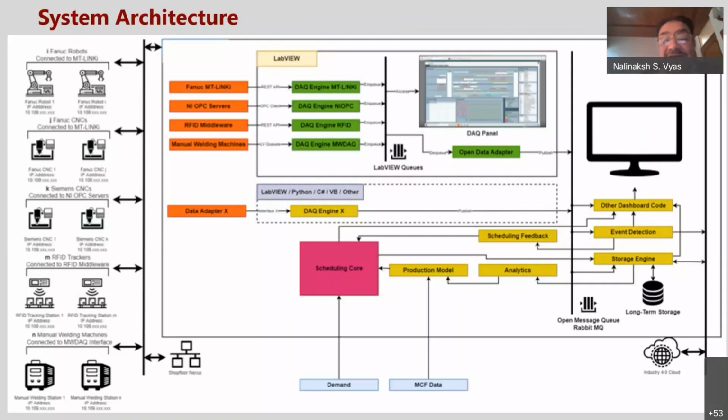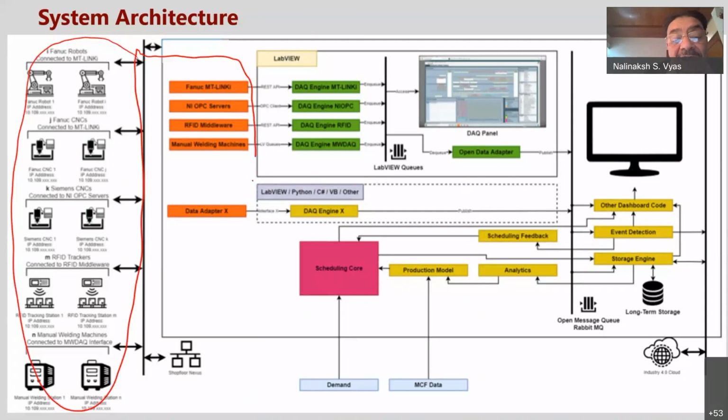This is a typical system architecture. These are the individual machines, and through their individual firmware, they are being read in the same platform. And then scheduling, production, etc. This is what the architecture is.